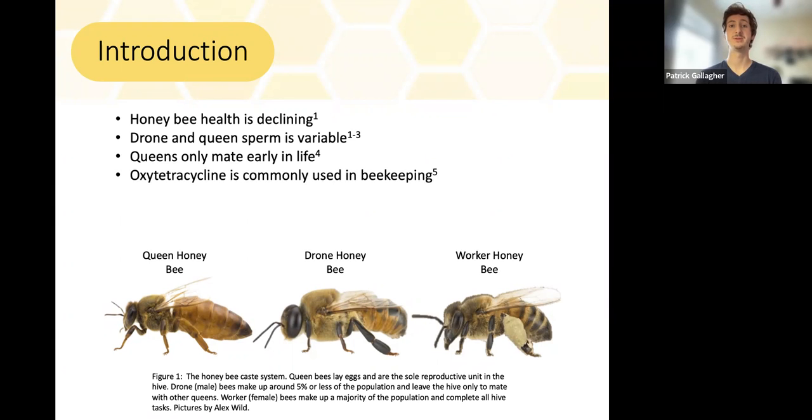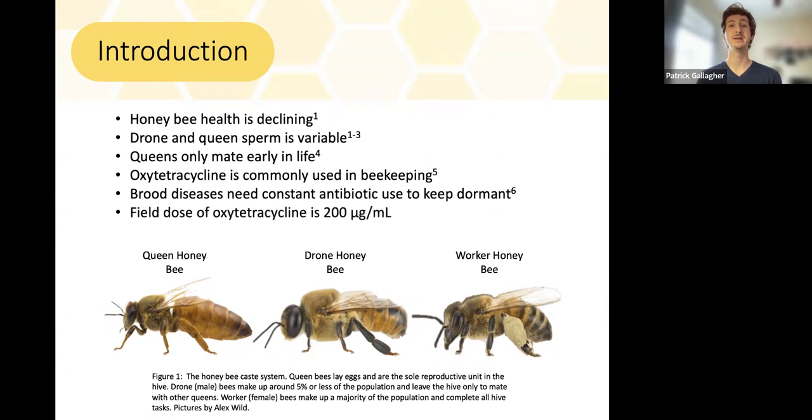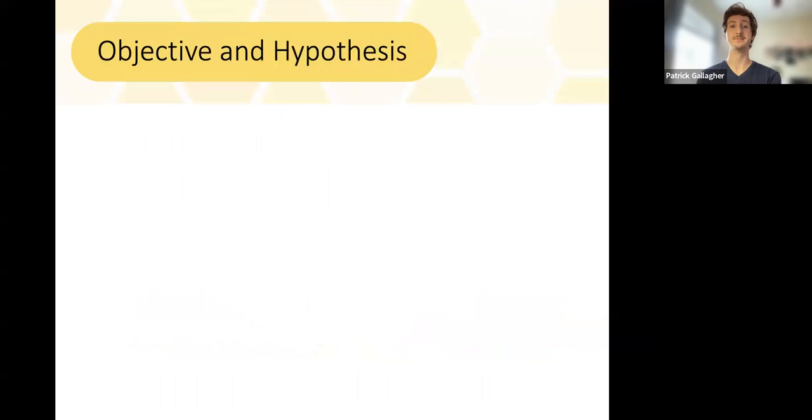Oxytetracycline is the most commonly used antibiotic in beekeeping, namely to treat bacterial brood diseases that need constant antibiotic exposure to keep the spore cells dormant. And finally, a typical field dose of oxytetracycline consists of 3 separate treatments, and we estimate one treatment to be around 200 micrograms per milliliter per bee. So this is the concentration that we will be using in this experiment to start off with.